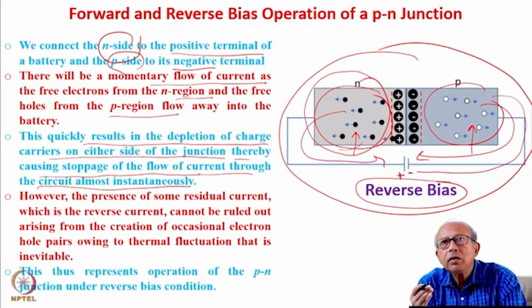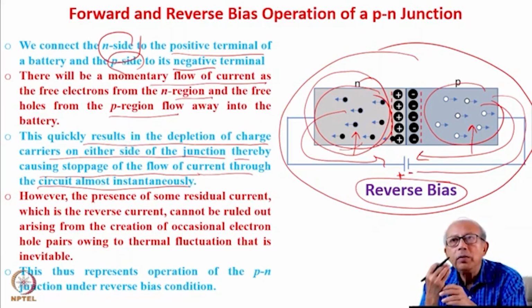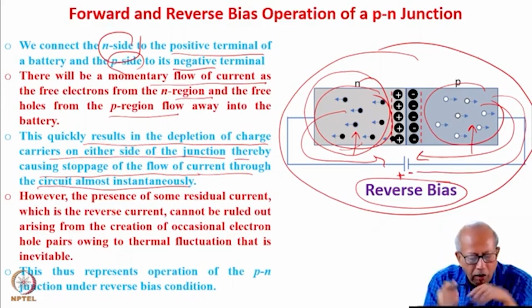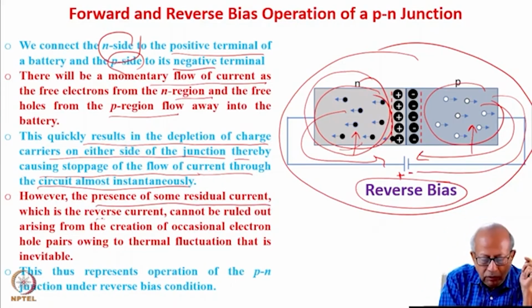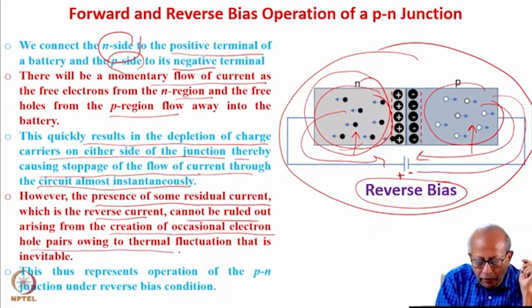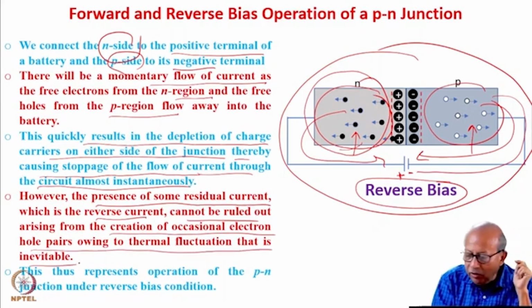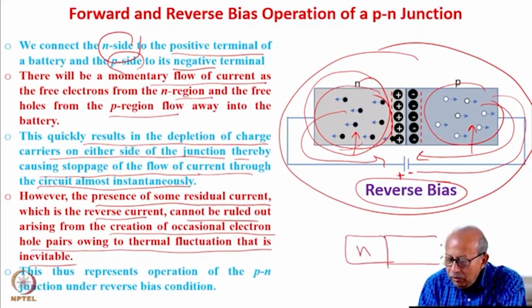The moment the battery is connected, there will be a momentary flow of current. But after that, there will be a complete stoppage. However, the presence of some residual current, which is the reverse current, cannot be ruled out, arising from the creation of occasional electron-hole pairs owing to the thermal fluctuation that is inevitable. You see, this is my PN junction, this is N, and this is P.